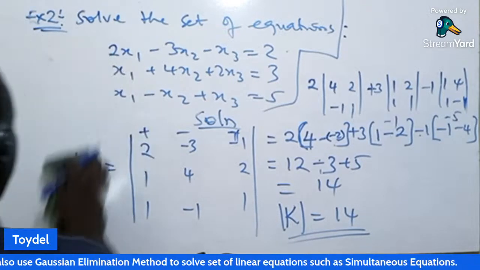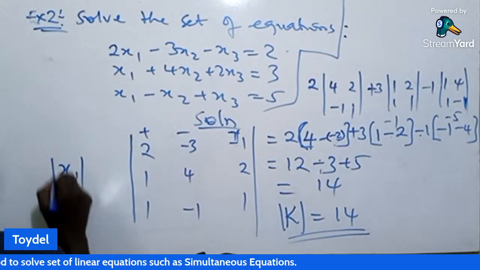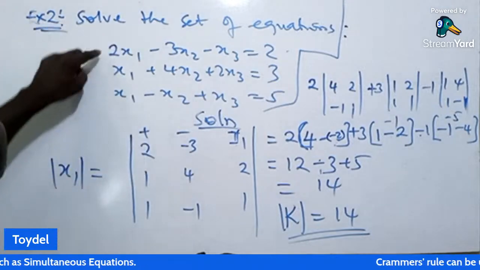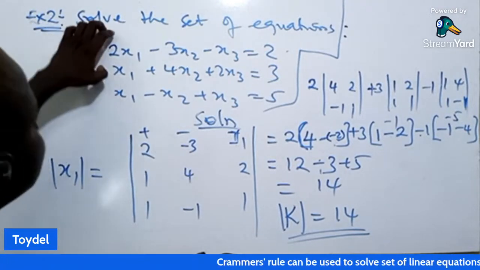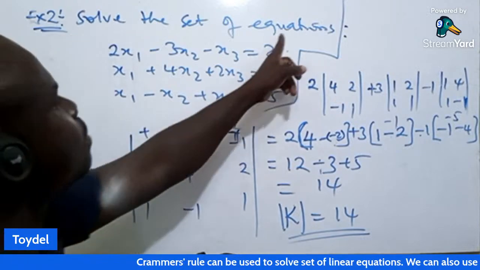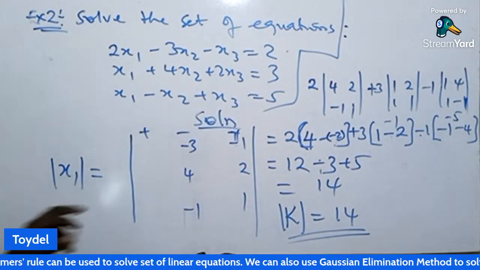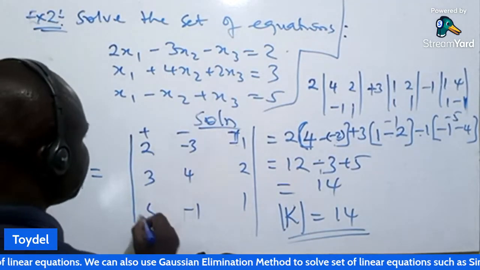So now we go ahead and find the determinant of x1, because x1 is part of the variables. How do I get the determinant of x1? This is what you do. Instead of the coefficient of x1, which is 2, 1, 1, I'm going to disregard this coefficient and replace it with the constants at the right hand side. If I do that, I'm going to have 2, 3, 5.